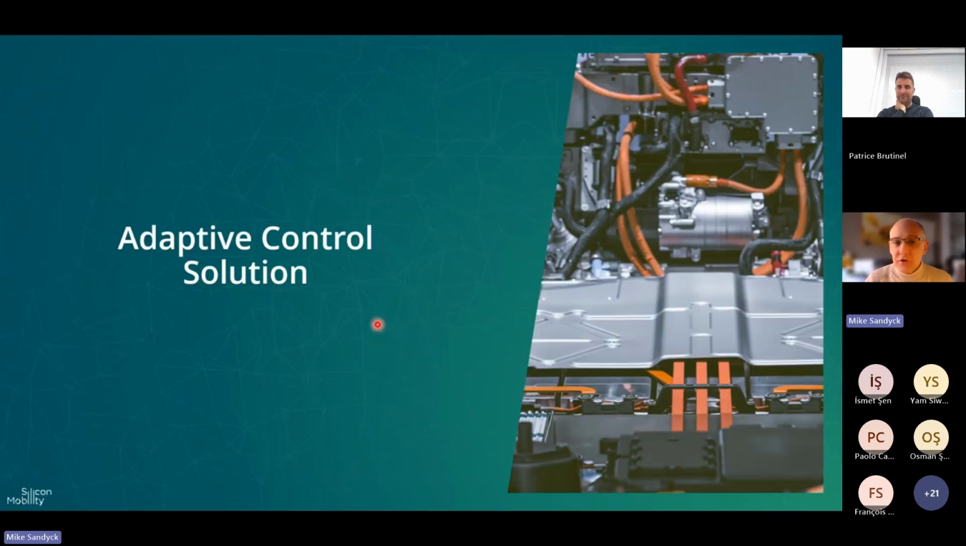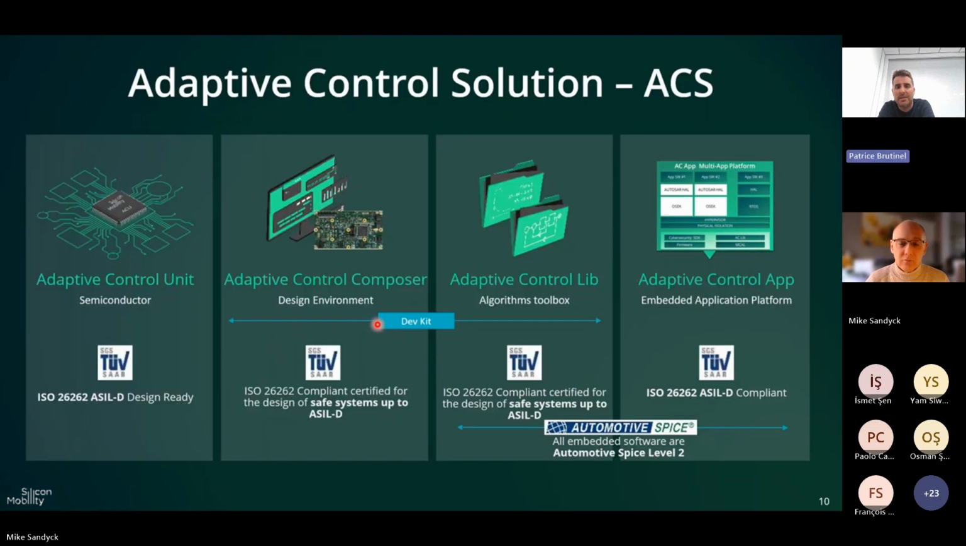Now I hand over to Patrice on the adaptive control solution. Thank you, Mike. So the adaptive control solution is a full stack solution that we bring to our automotive customers, so tier 1s and OEMs that want to design their own control applications. So what is in that adaptive control solution? We combine semiconductor, tooling, library, and application software. The adaptive controller unit is the pillar of our offer.